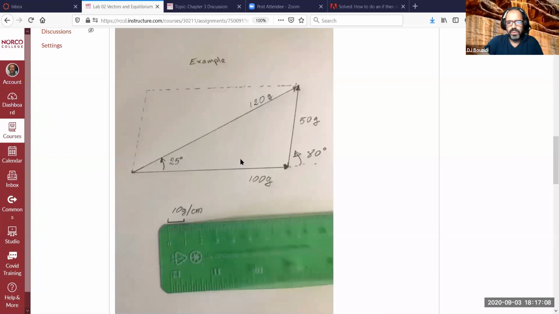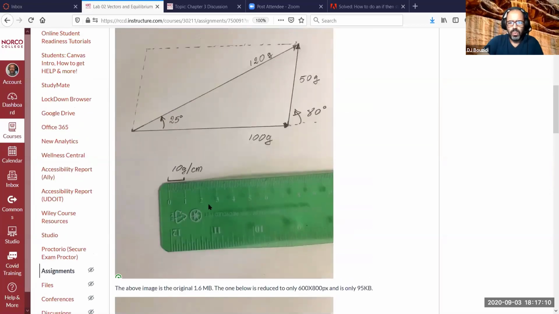This is beautiful. This is perfect. I don't want to read all the details about who made that ruler. That's not relevant for me. All I need to see is the scale showing me the scale. This scale says for every 10 grams is 1 centimeter, or 1 centimeter is equivalent to 10 grams.